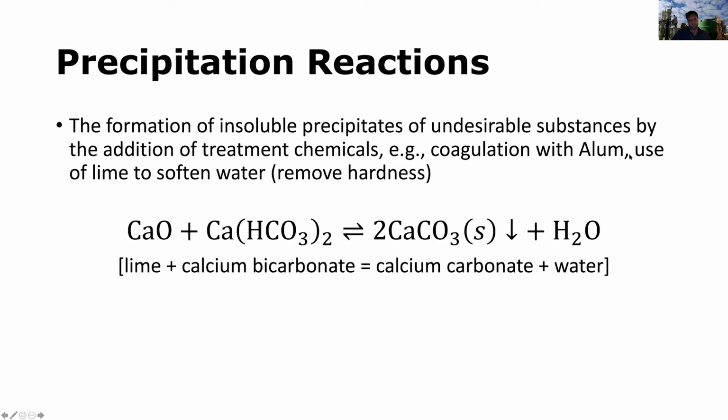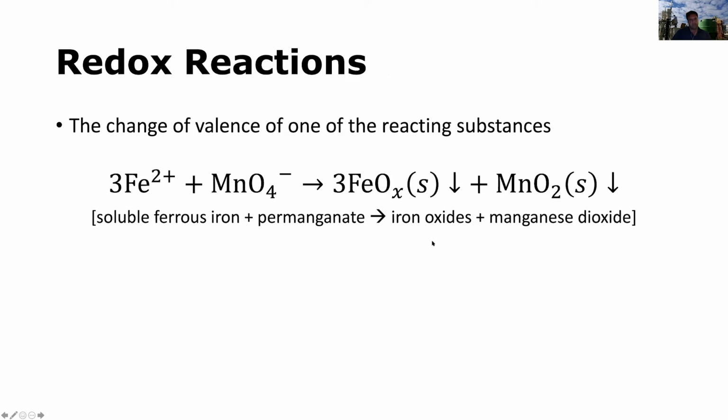Or another example, using lime to soften water to remove hardness. So for example, we have here quicklime added to a water source that has calcium bicarbonate, and that's used to precipitate out the calcium, in other words, to precipitate out the hardness as calcium carbonate. Redox reactions refer to reactions where there is a change of valence in one of the reacting substances. So an example here being the oxidation of ferrous iron using permanganate to form iron oxides and manganese dioxide.